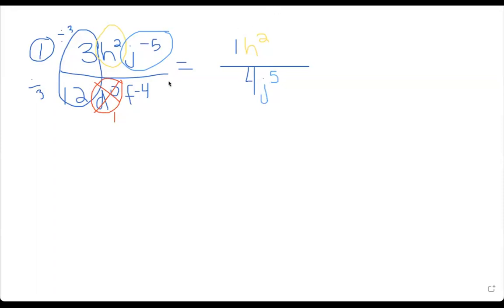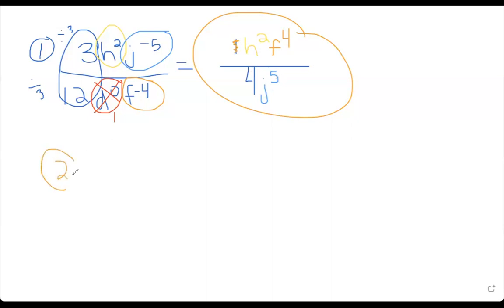Last thing here is f to the -4th. It's a negative, means it's not happy. It's not where it belongs. It belongs at the top of the fraction. So we're going to move the f to the top of the fraction and change it to a +4. So this is your simplified version of this expression, making sure there are no zeros and no negatives. You don't have to list this 1 here. It can just be h squared f to the 4th over 4j to the 5th.